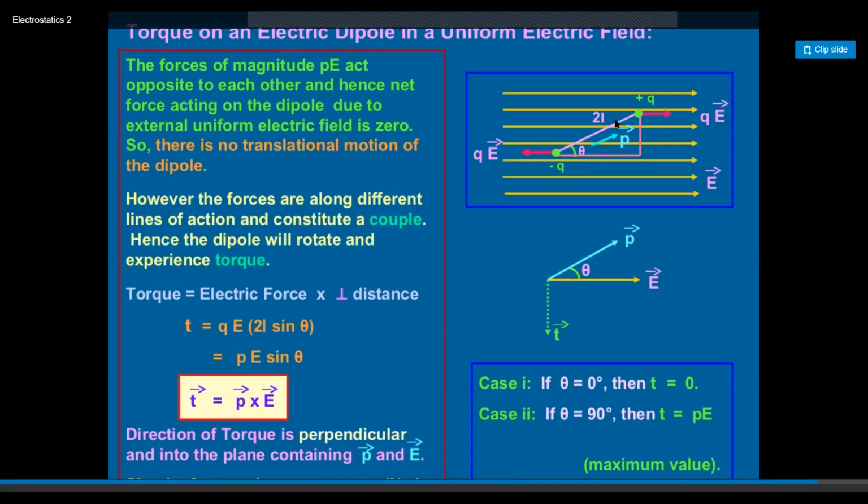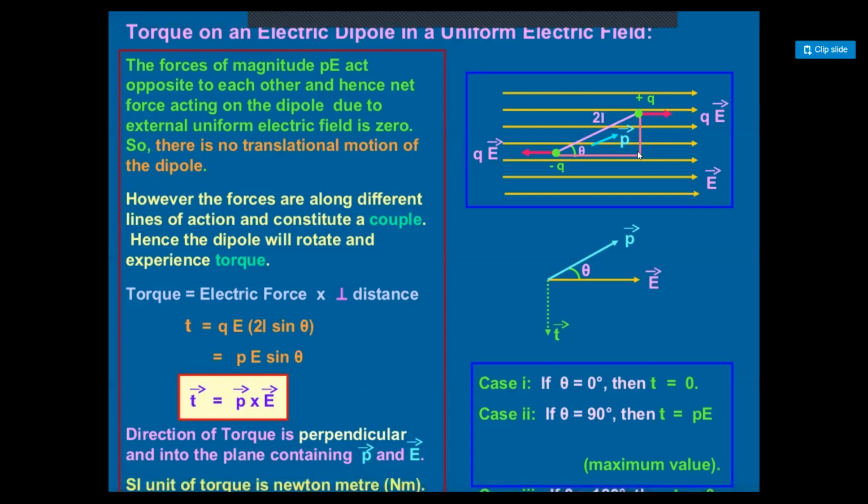Now an electric dipole is a system of two charged particles. On the same system, two equal and opposite forces are acting. When two equal and opposite forces act on any object by keeping some perpendicular distance, as in this case, then it experiences a torque.